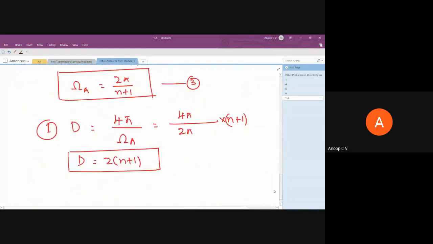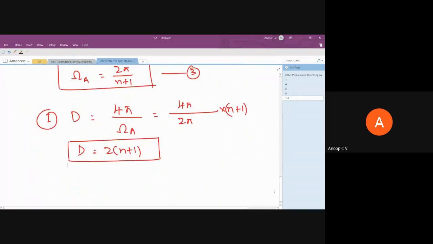So here the problem is we won't be able to use a calculator. Why? Because it's a generalized solution. So we won't be able to use a calculator. That is the problem.